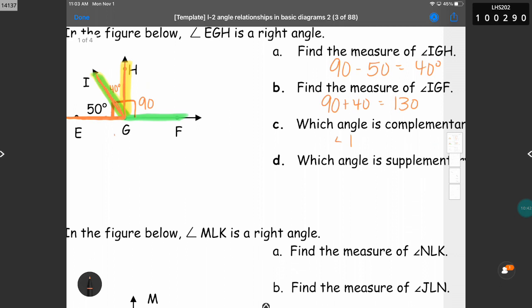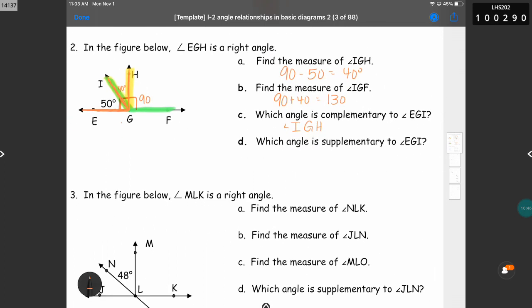What angle is supplementary to EGI? Supplementary is 180. Complementary is 90. That would be IGF. Angle IGF. Any questions? Nope. Alright, let's look at number 3.